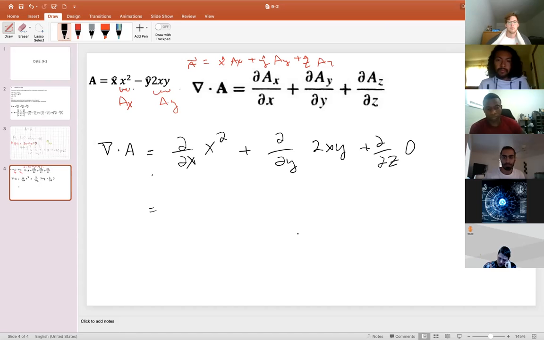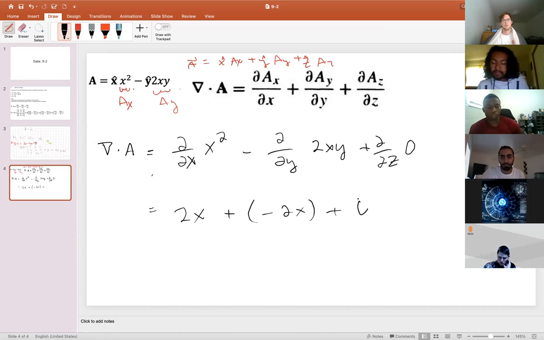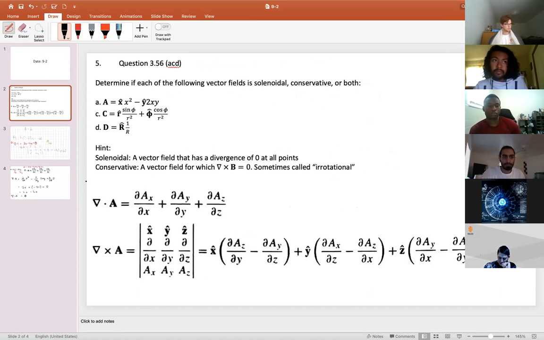All right, so then what is this going to be? 2x, yep. And then this one, what is this one going to be? This should be minus, right? So then I should get minus 2x, plus 0. Okay. So I am getting 0 out of this, which I think many of you got.